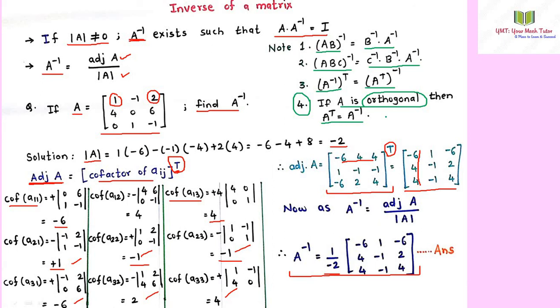So I hope you have understood how to find the inverse of a matrix, how to get the adjoint matrix, what the different properties of inverse of a matrix are, and what you understand by an orthogonal matrix. So with this I am concluding this video here. Thank you.